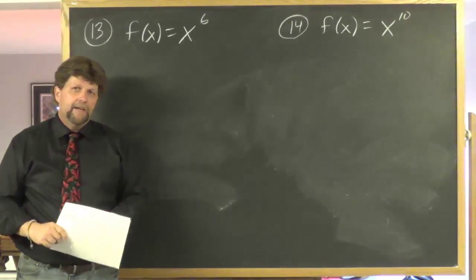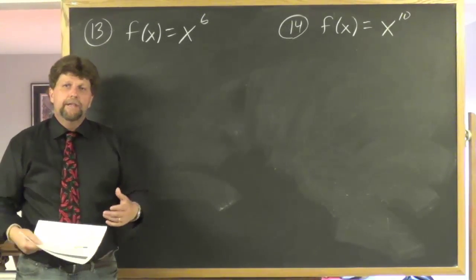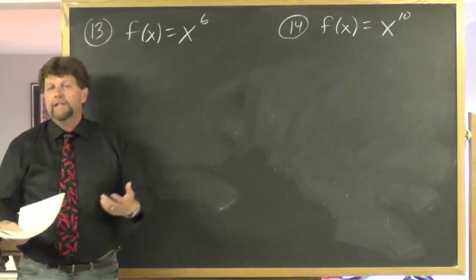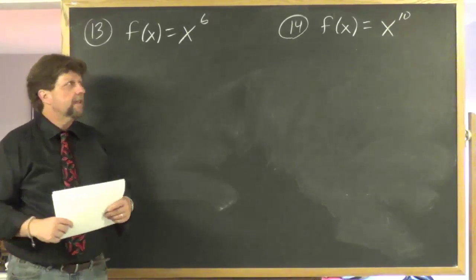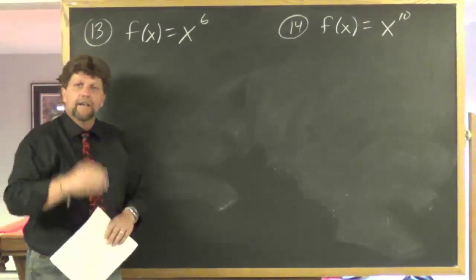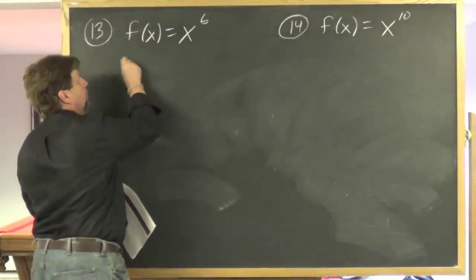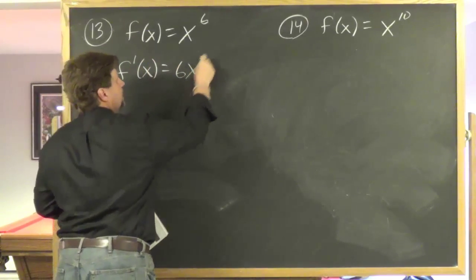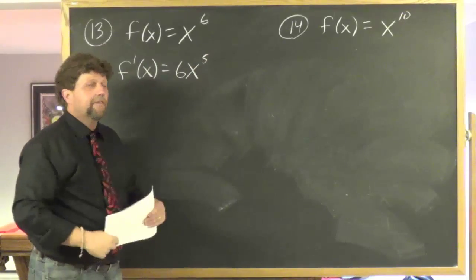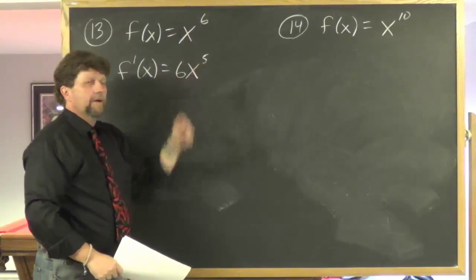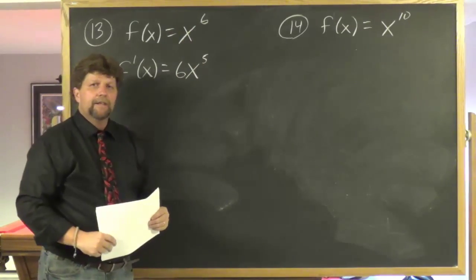Alright, welcome back. Here I am going to work out numbers 13 and 14. In exercises 13 and 14, you were asked to get the derivatives of the functions. So in number 13, your function is x to the 6th. Thanks to the power rule, we simply can get the derivative to be 6x to the 5th. Power rule, 6 comes out front, subtract 1 from the exponent. That's it for number 13.